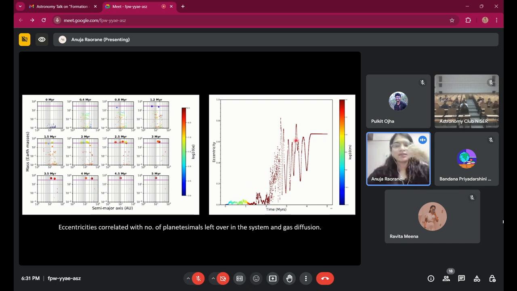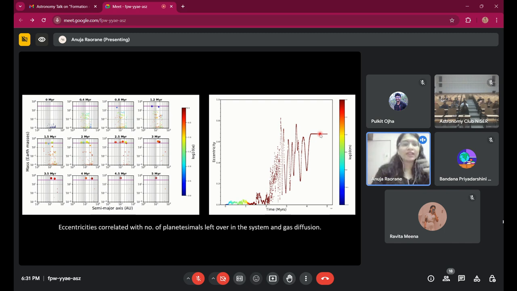Eccentricity starts dynamically becoming unstable, and finally it ends up in a very highly eccentric orbit. So why is this the case? We believe that when there are planetesimals in the system, they basically dampen the eccentricities of these gas giants. This is basically due to angular momentum transfer, angular momentum conservation.